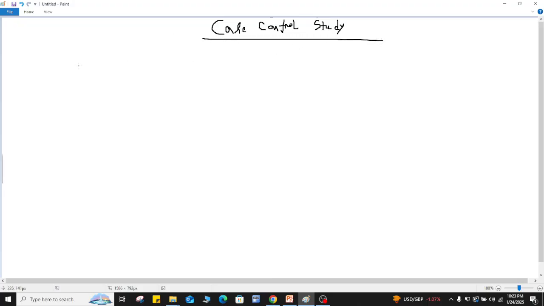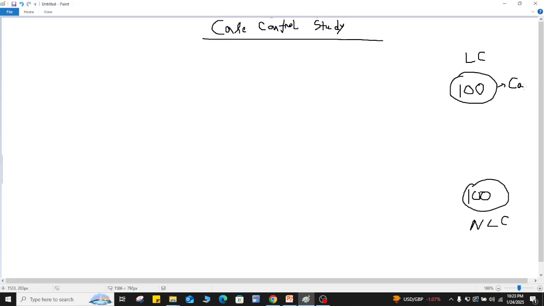Now, what are we going to do here? Say, for example, we reach 100 people who already have lung cancer. So this group of 100 people have lung cancer. And we reach out to another group of 100 people who don't have lung cancer. I'm writing NC, meaning they don't have lung cancer. They are, you can say, completely fit people. We call the first group the cases, and we call the second group the controls.